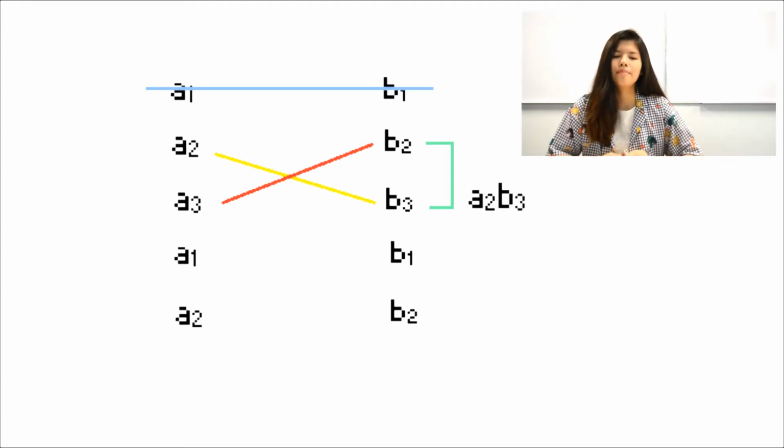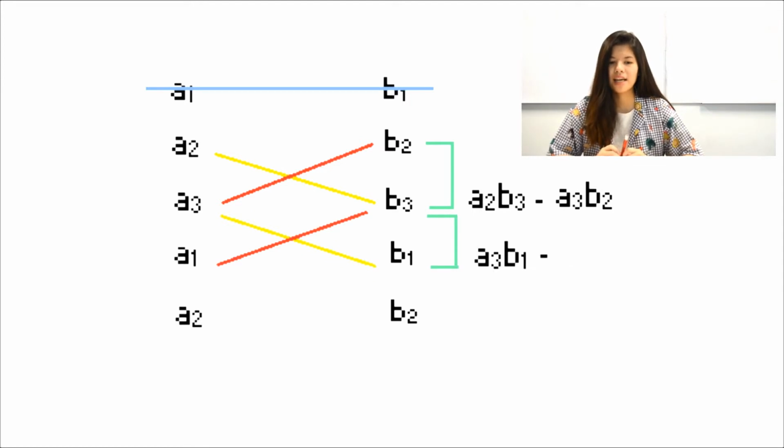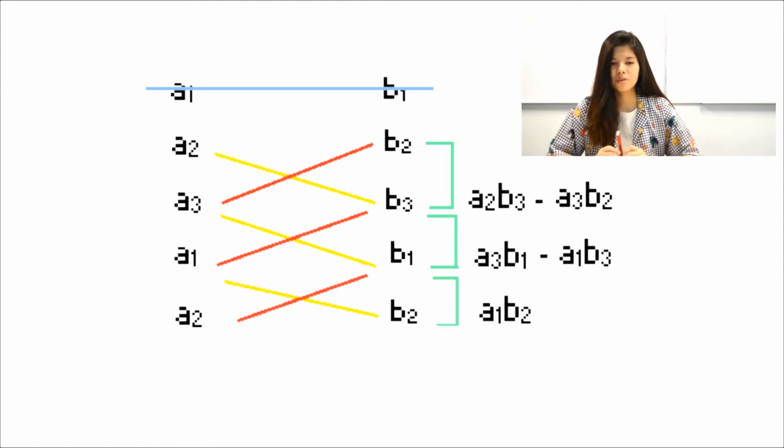So A2 B3 minus A3 B2, then A3 B1 minus A1 B3, A1 B2 minus A2 B1. And in the end, we will get a point, which is the 3 of them combined together. So for this question, we're going to use the same way as what Estelle says now.